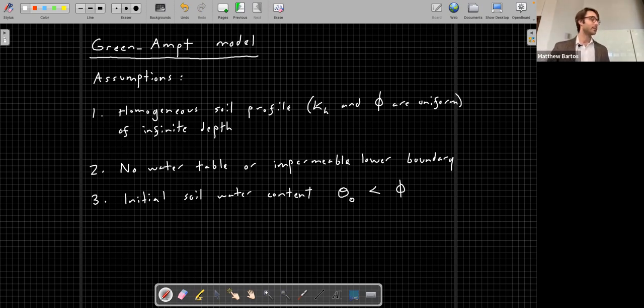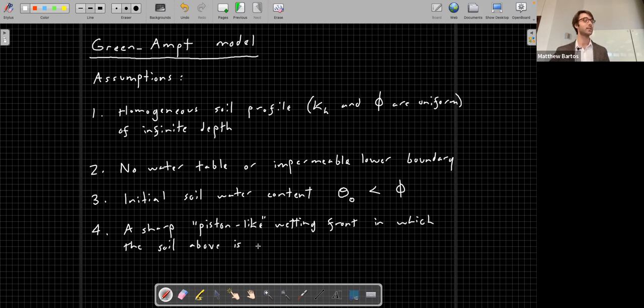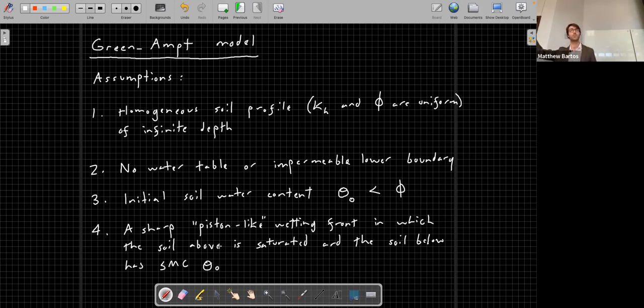And the final assumption we make is that we have a sharp, piston-like wetting front, in which the soil above the edge of the wetting front is completely saturated, and the soil below has soil moisture content theta naught. So we're going to assume that the wetting front produced by the rainfall falling over the landscape has a sharp boundary in which everything above that boundary is saturated and everything below that boundary has our initial soil moisture content theta naught.